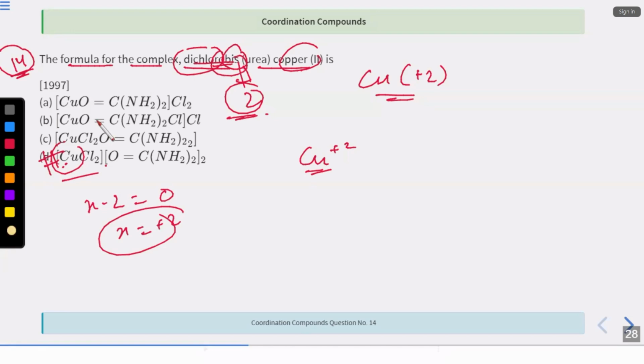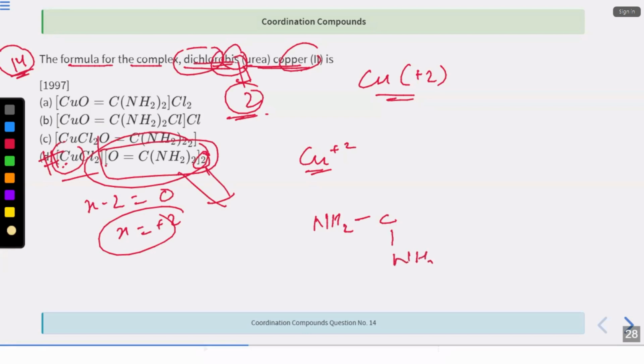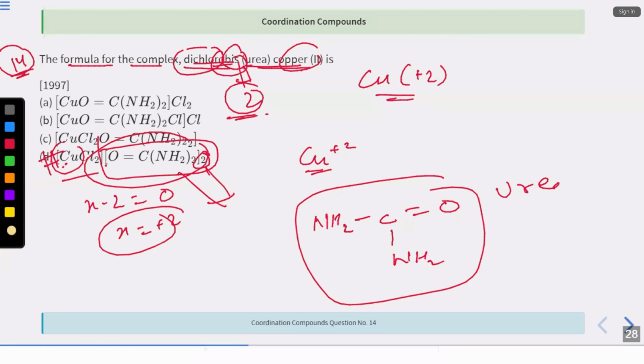This bis is for this compound because it is twice. Urea copper 2. This is called urea. It is like this: C, NH2, NH2. This compound is known as urea. So if you don't know the formation, how urea looks like as a chemical compound, it would be difficult to solve this question. But urea is like this.